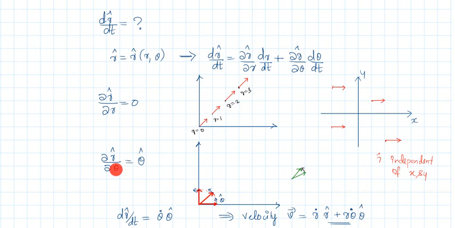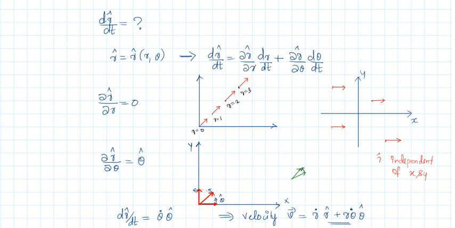What about dou r cap by dou theta? You draw r cap at different angles. If you draw r cap for theta equal to 0, that will be parallel to the x-axis, because theta is defined as the angle from the positive x-axis. So for theta equal to 0, it will be something like this. For theta equal to 45 degrees, r cap will be something like this. For theta equal to 90 degrees, r cap will be like this. So when you change theta, r cap changes direction. Dou r cap by dou theta is not 0.